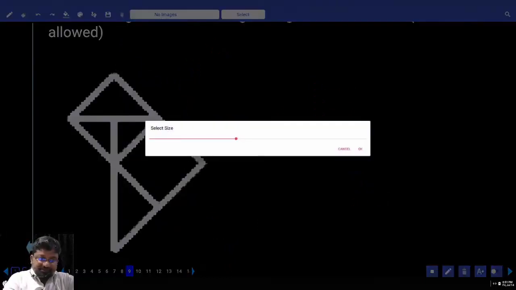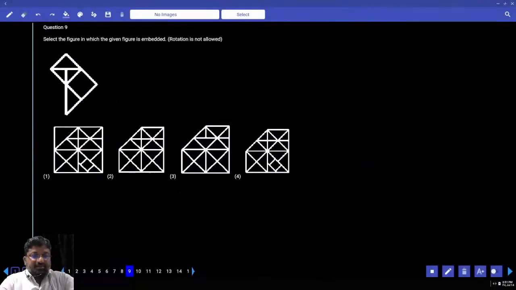Now look at this question. I think this is embedded. Rotation is not allowed. This is embedded and rotation is not allowed. Where can I find this? Please tell me the answer. Where can I find this? Can I find this in the second option? Yes. Absolutely yes. Second option. This is where I have it. Clear?